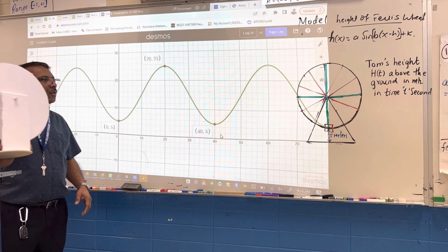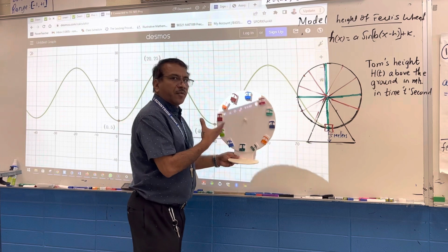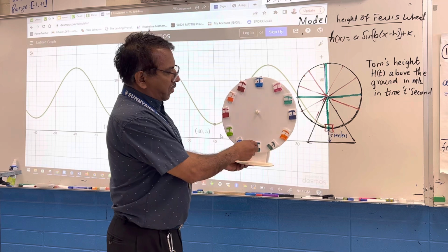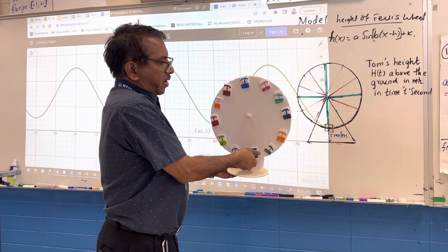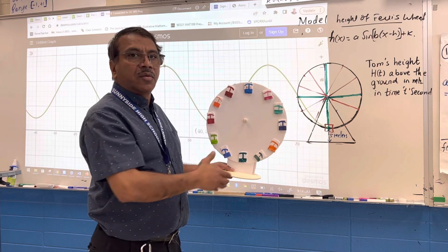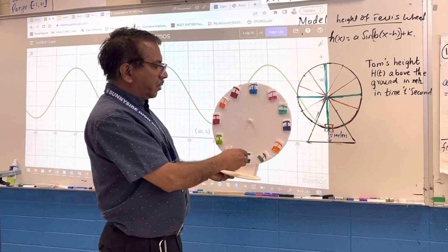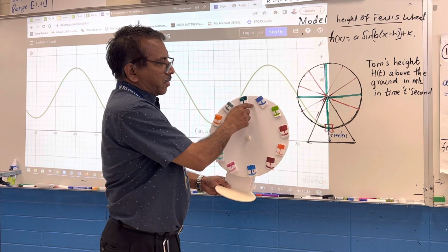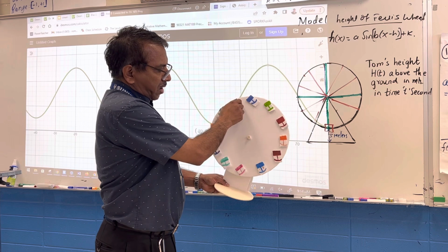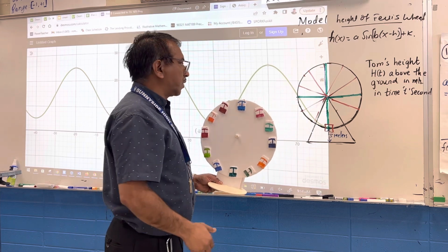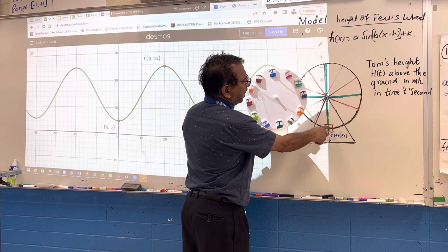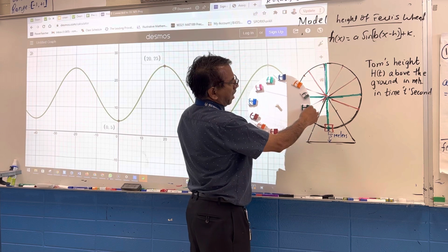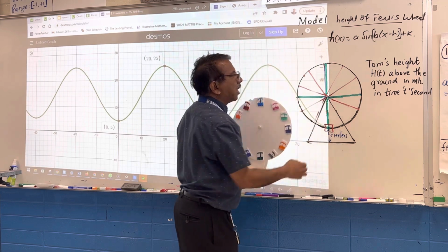And then I try to show this with the actual model of the Ferris wheel here. If you see this and compare, in the beginning Tom is right here, so it takes 40 seconds to reach the same height. In between, in 20 seconds, Tom is right on the maximum, and then in the next 20 seconds it comes back to the same place. So here is where it starts, and then in 10 seconds, what height will he be at? That's the midline that we are talking about.